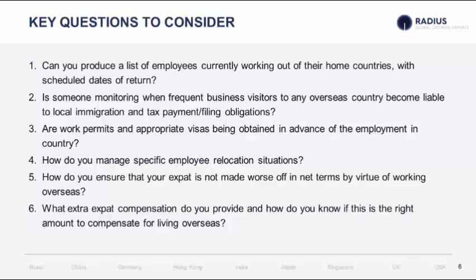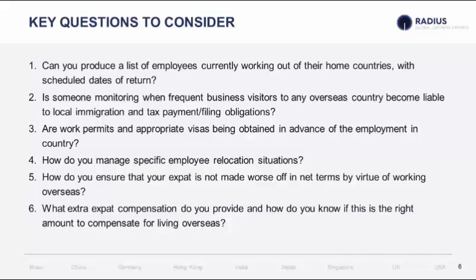The next key question to consider is, is someone monitoring when frequent business visitors to an overseas country become liable to local immigration and tax payment filing obligations? Frequent travelers may be regarded as not on an assignment, but might still trigger tax and immigration issues. And we will touch upon these a little bit later during the slides. There's this 180 days rule, which sometimes is misunderstood in the way it works, and tax liabilities being triggered inadvertently become a real nightmare for some organizations.